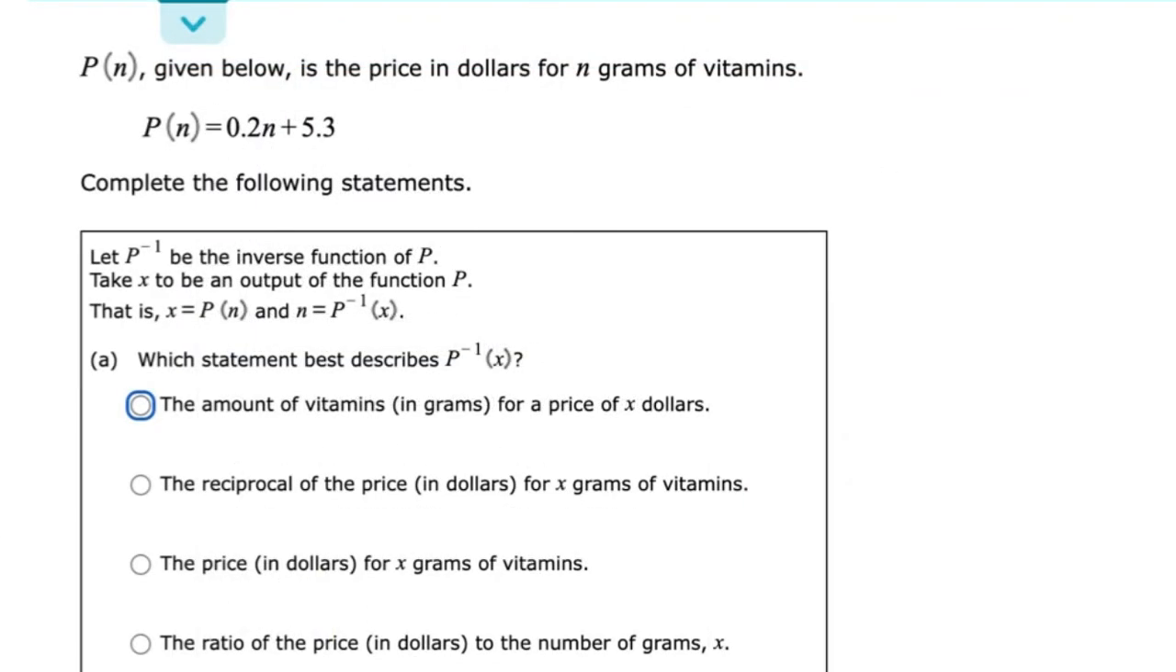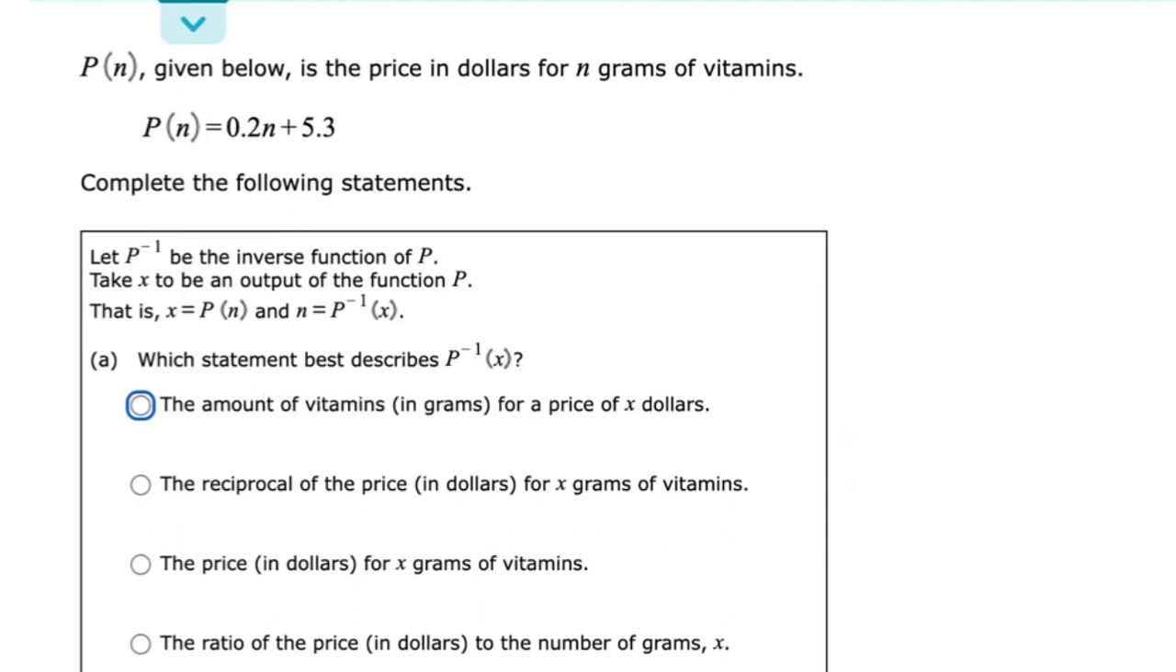Let's do another example. Here we have P of N given below as the price in dollars for N grams of vitamins. So we have P of N is equal to 0.2N plus 5.3. Let P inverse be the inverse of P, and let x be the output of the function P. That is, x is equal to P of N, or N is equal to P inverse of x. Which statement best describes P inverse of x?